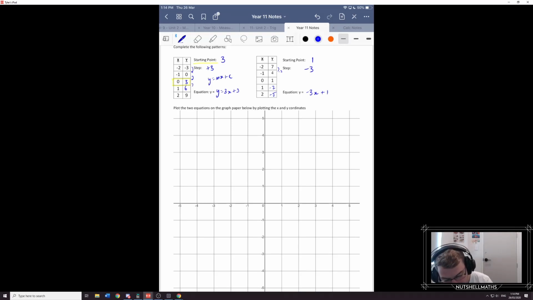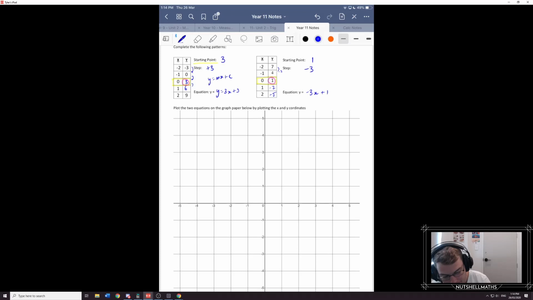Why is it 1? So let's have a look. We only care about the starting point, which is at x of 0. So when x is 0, y is 1, so that's our starting point there. Same thing over here. When x was 0, y was 3, so our starting point was 3.